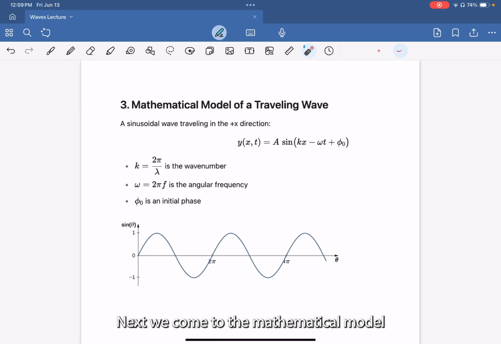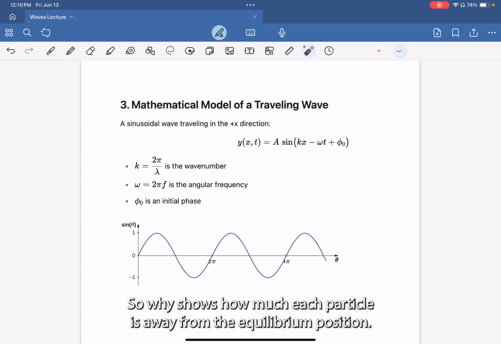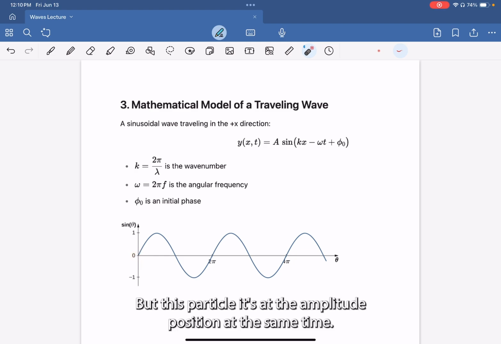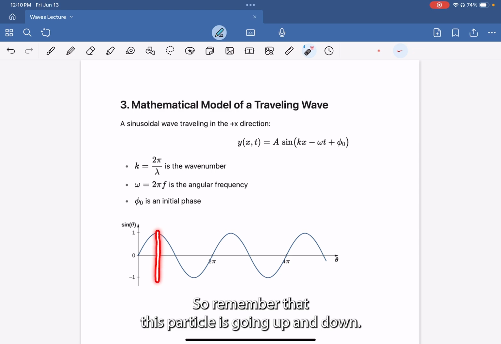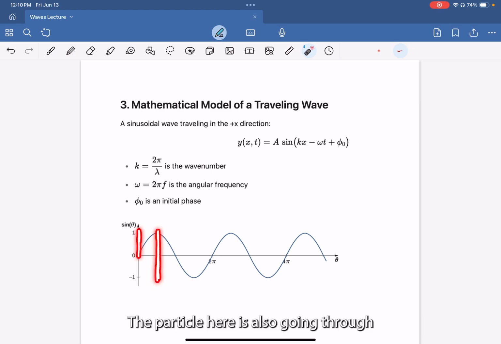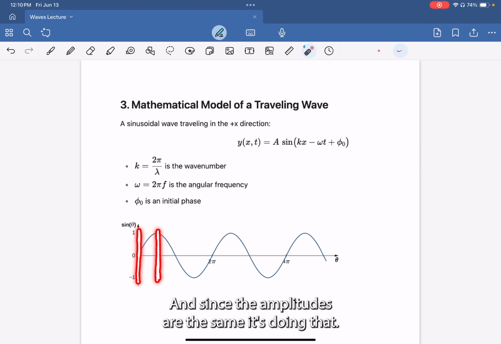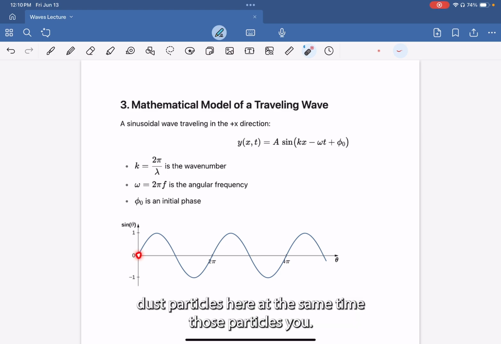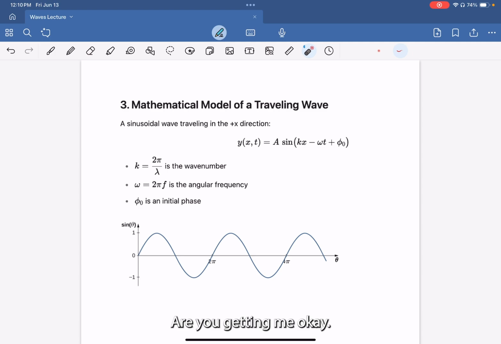Next, we come to the mathematical model of a traveling wave. So y is the displacement. So y shows how much each particle is away from the equilibrium position. So for example, if you look at this particle, its y is 0 because it's at the equilibrium. But this particle is at the amplitude position at the same time. So remember that this particle is going up and down. The particle here is also going through the oscillation. And since their amplitudes are the same, it's doing that. But right now, when you take a snapshot, this particle is here, at the same time, this particle is here. Are you getting me? Okay.